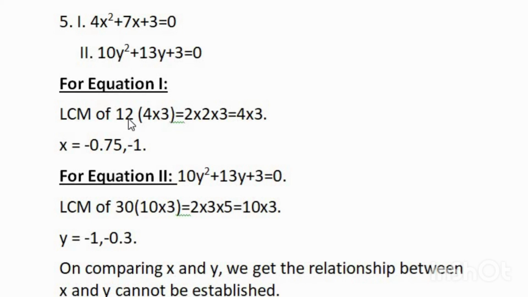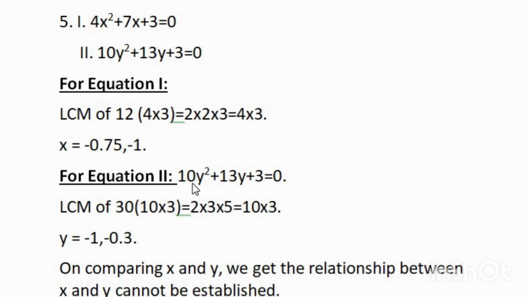Take the opposite signs so that you get minus 3 and minus 4, and divide these by 4, the x square term coefficient. So minus 3 by 4 gives minus 0.75, and minus 4 by 4 gives minus 1. So the values of x are minus 0.75 and minus 1.